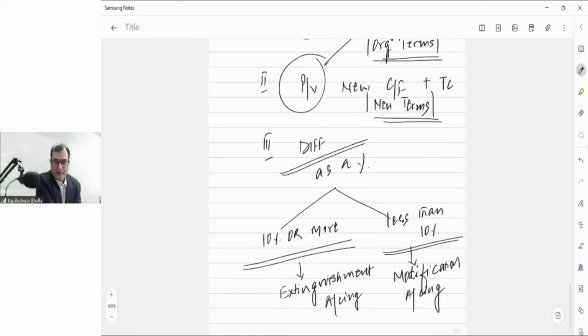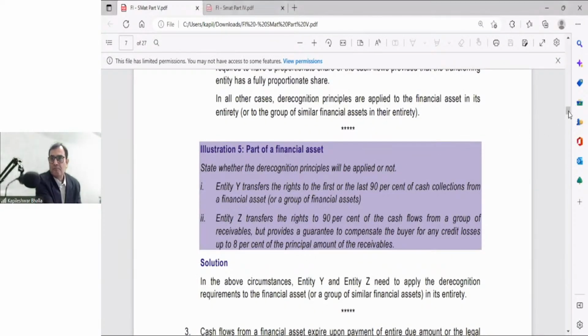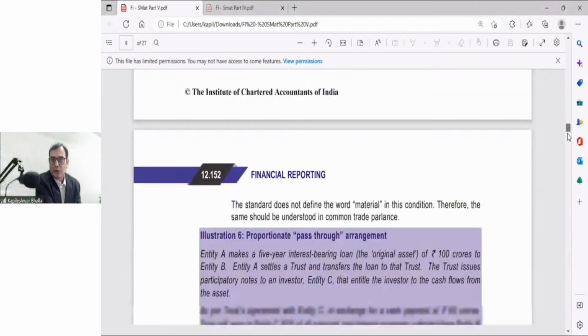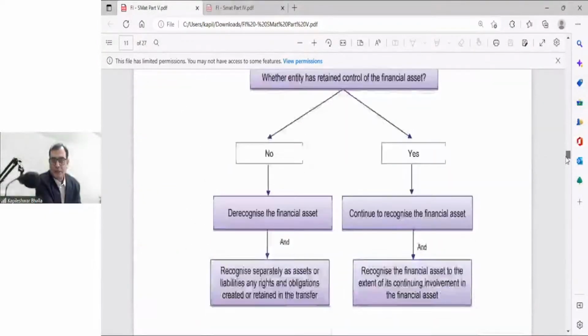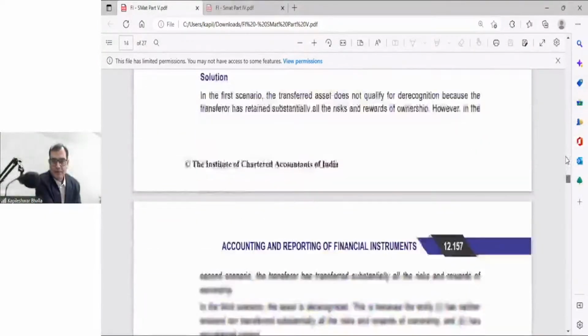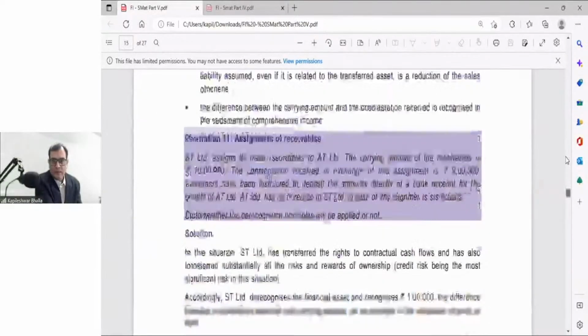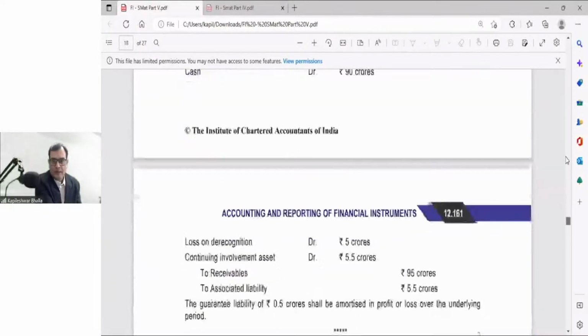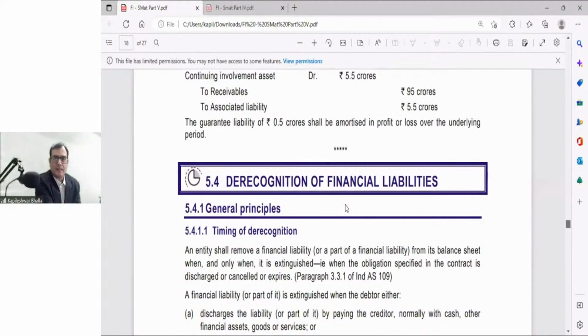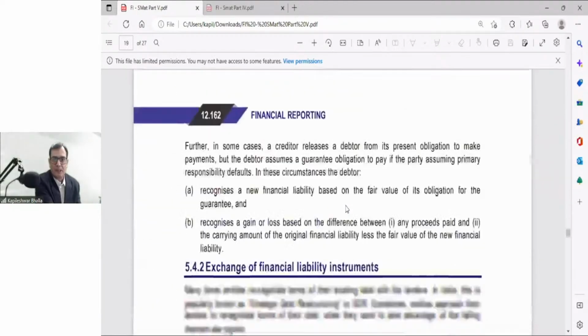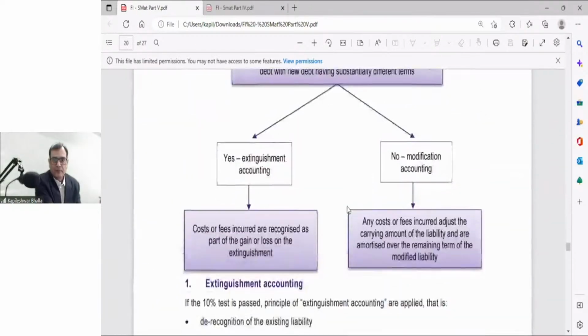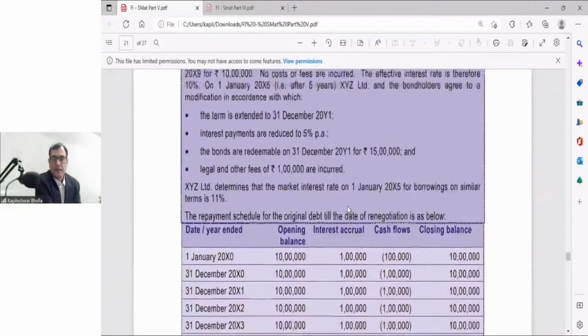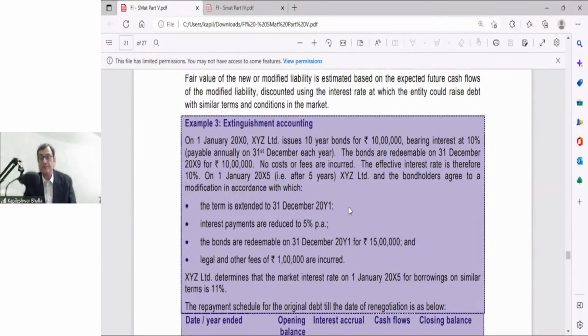Okay, so let me now come back to the study material and take you to the derecognition of financial liability. So we are now coming to the financial liability derecognition. This is the area starting from page 12.161. Let me take you to example number 3, which is given in the study material on page 12.164. So let's have a read.